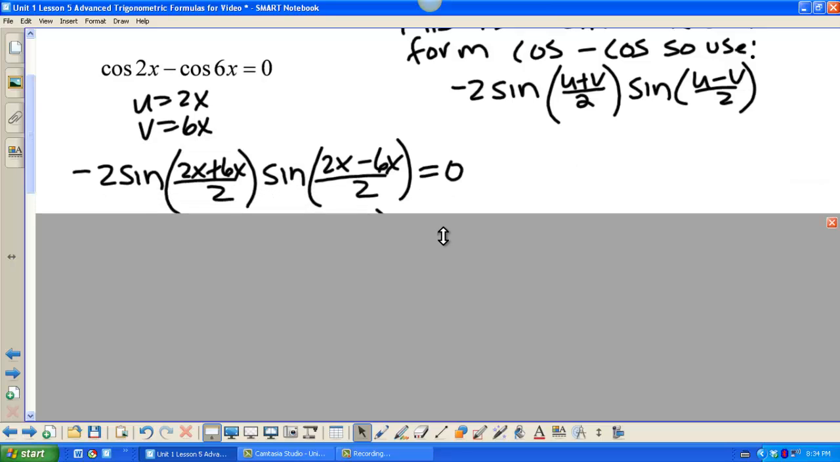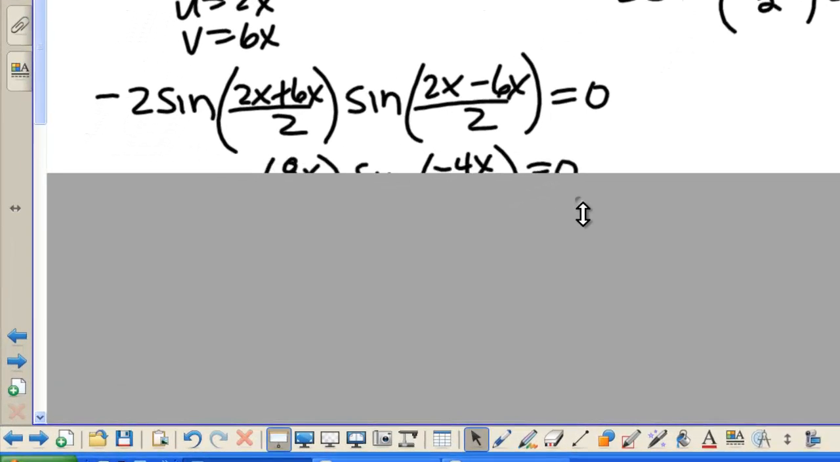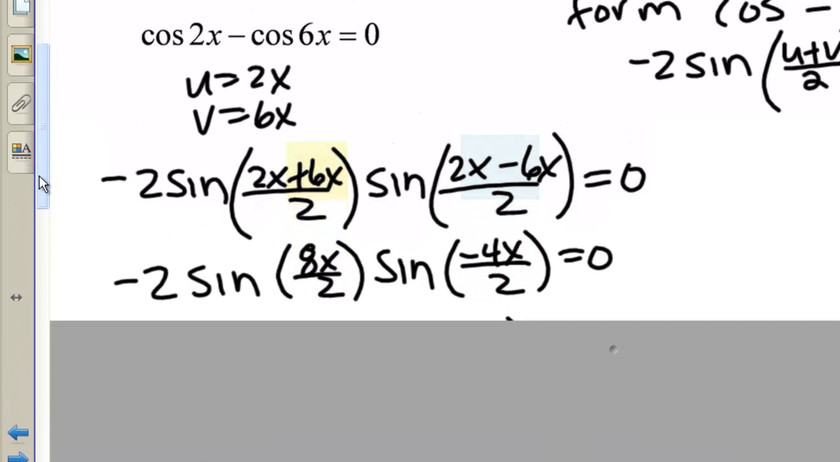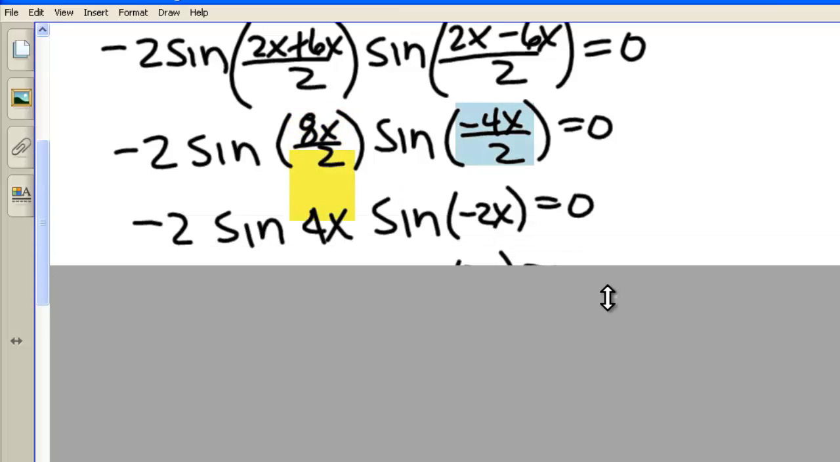So when I apply that to the formula, I get negative 2 sine of (2x plus 6x) over 2 times sine of (2x minus 6x) over 2. And remember, this is an equation equaling 0. So my next step is to simplify those angles. 2x plus 6x gives me 8x. 2x minus 6x gives me negative 4x. In the next step, I can simplify 8x over 2 to be 4x, and I can simplify negative 4x over 2 to be negative 2x.